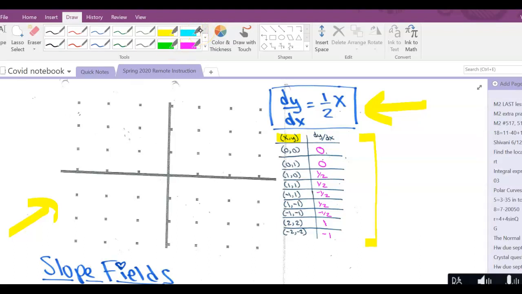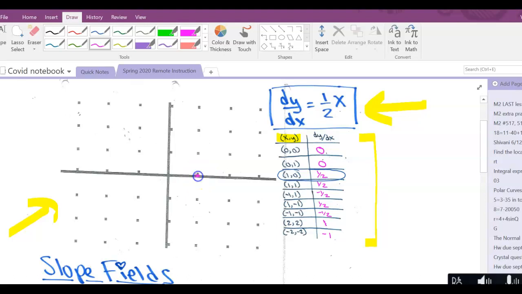Now, what do we do with this? All right, well, let's see. I'm just going to focus on this point right here at (1, 0). At (1, 0), dy/dx equals 1/2. I'm going to come over here to my coordinate plane and find the point (1, 0), which is right here. At this point, I'm going to put a little tangent line, a little line whose slope is 1/2. So right here, I want to put a little slope segment at (1, 0) whose slope is 1/2.